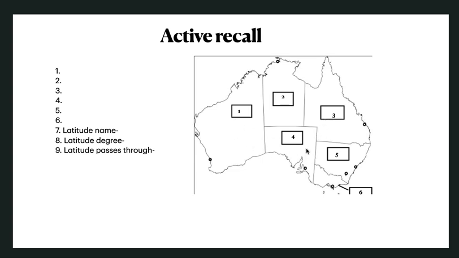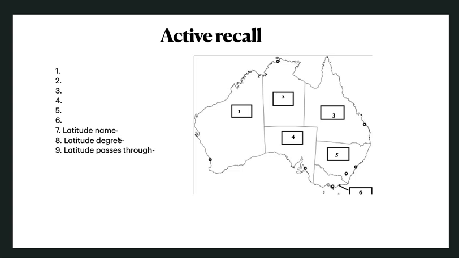Yes, 1 and 4 are very easy because it is Western Australia and this is South Australia. And 2 is in the north of Australia, that is called Northern Territory. This is 5, New South Wales, and 6 is Victoria.